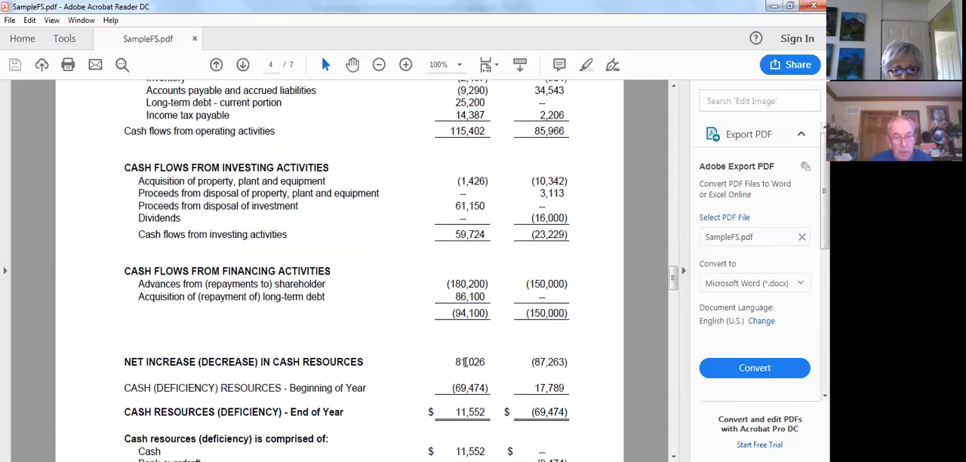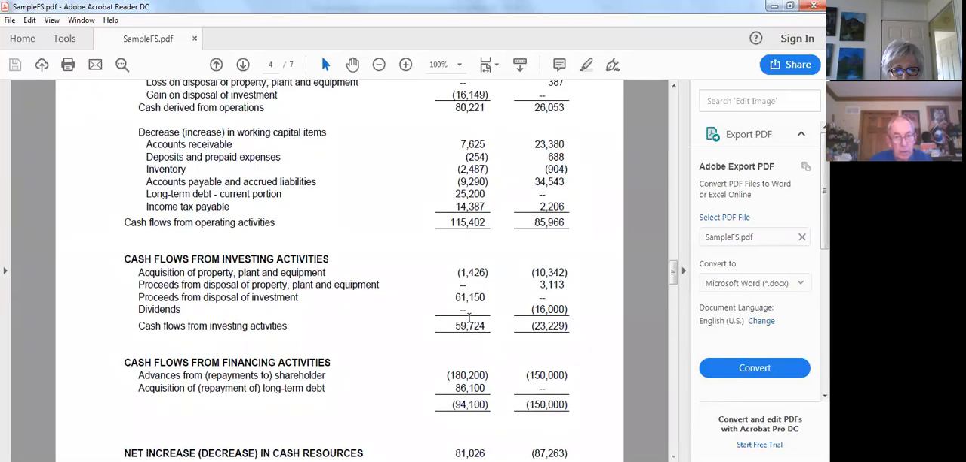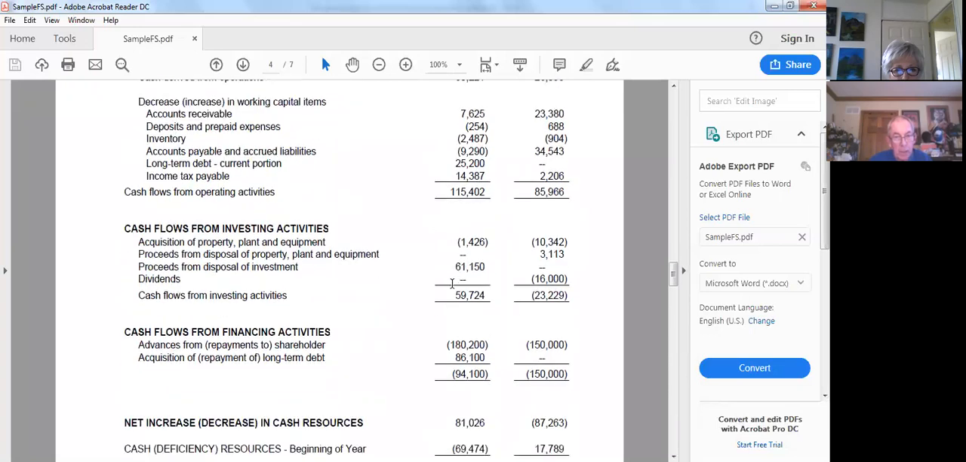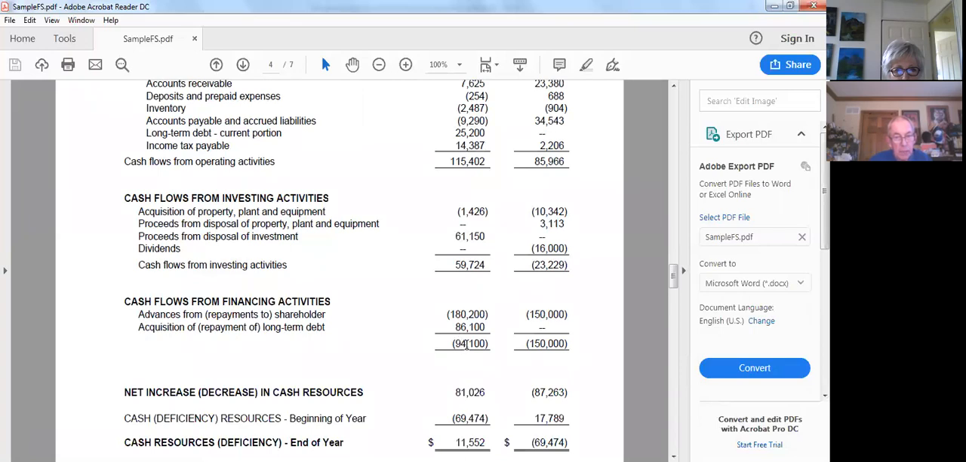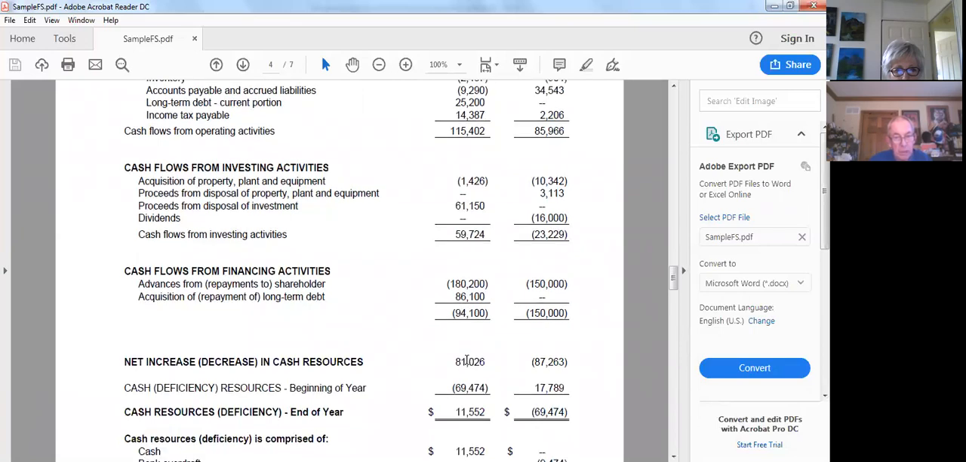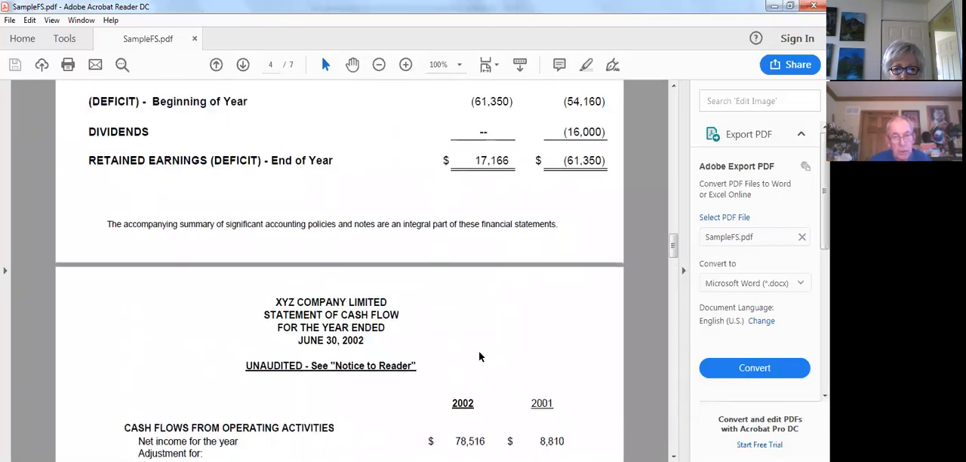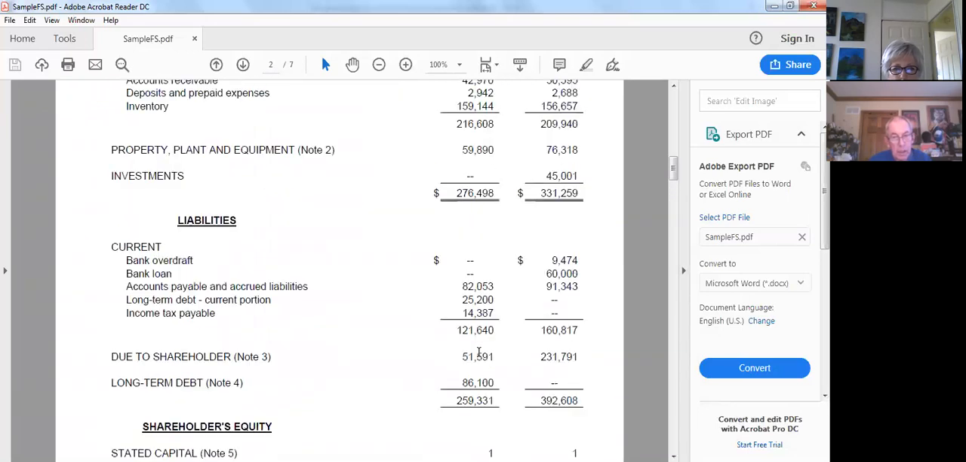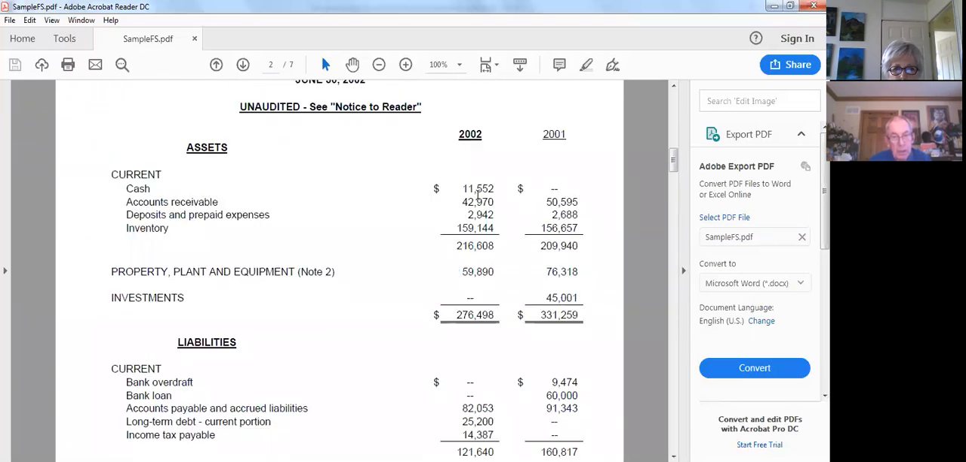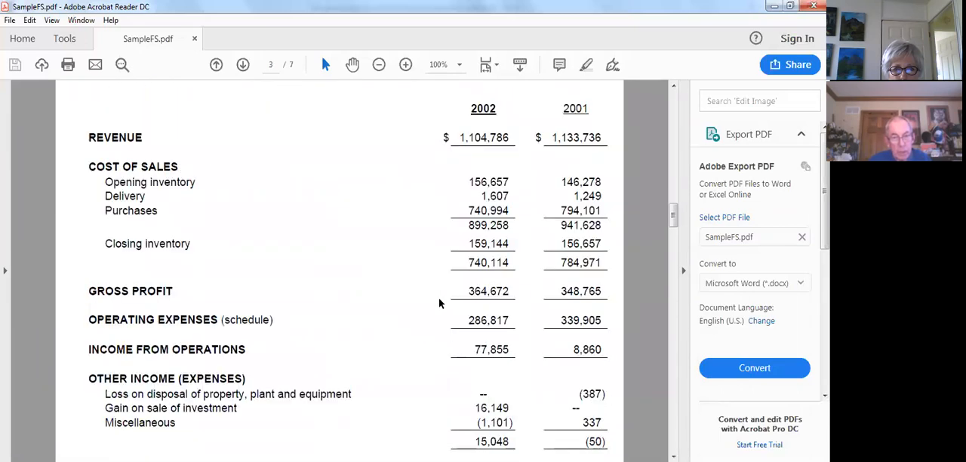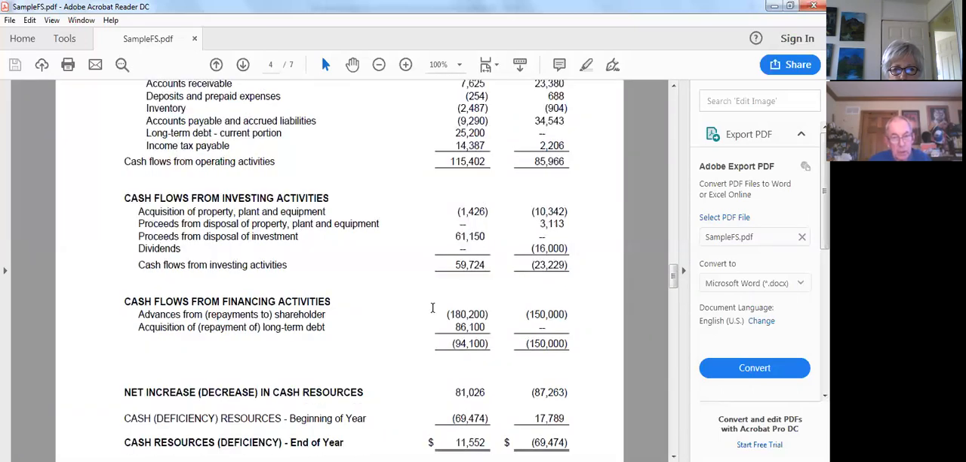So in terms of looking at your total cash increase or decrease, you would take your 115 from operating, your 59 from investing, you'd subtract the 94 from your financing, and that gives you 81,000. You started the year at a minus 69, so that says your cash resources at the end of the year are 11,552, which, if we go back to the balance sheet, matches up to the balance sheet of 11,552. That's your cash. So you always do some reconciliation to make sure the numbers are matching up.